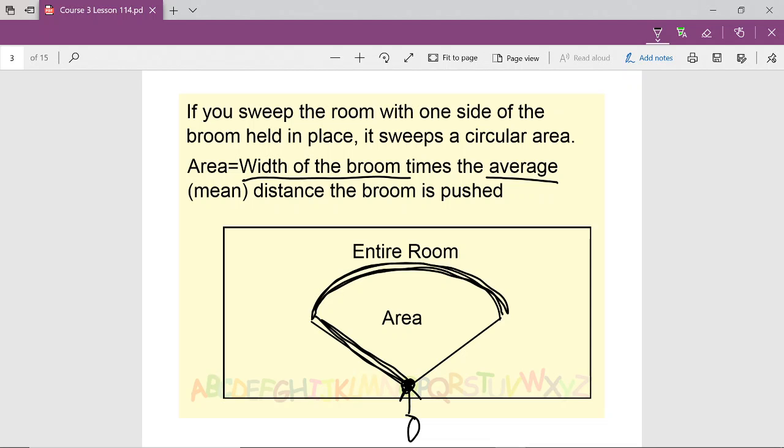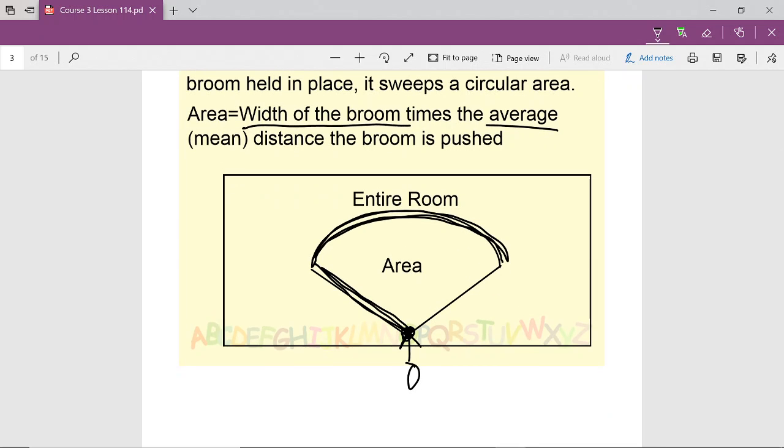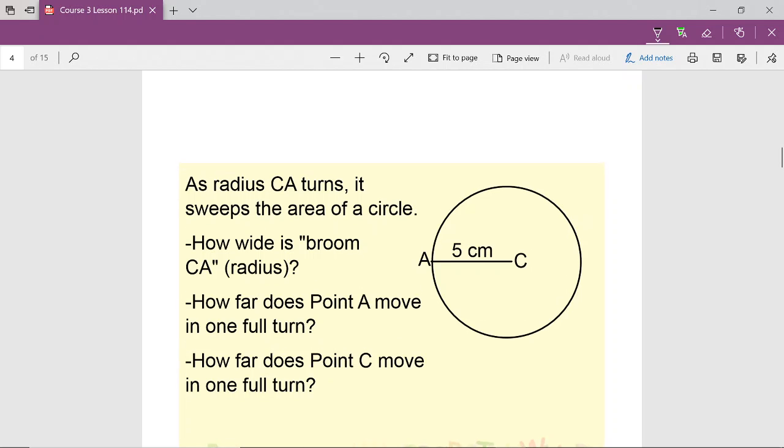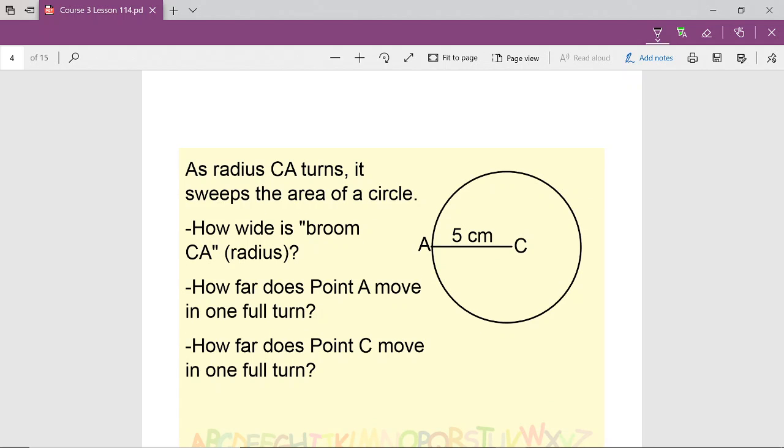This seems like kind of an odd way to go about it, but it's a good way to start thinking about surface area in different ways. So let's put it actually into some practice. For example, what if you took a broom, and let's say here's our little broom, and we push it with this center point fixed all the way around the circle. All the way around. Well, let's answer some questions about this idea.